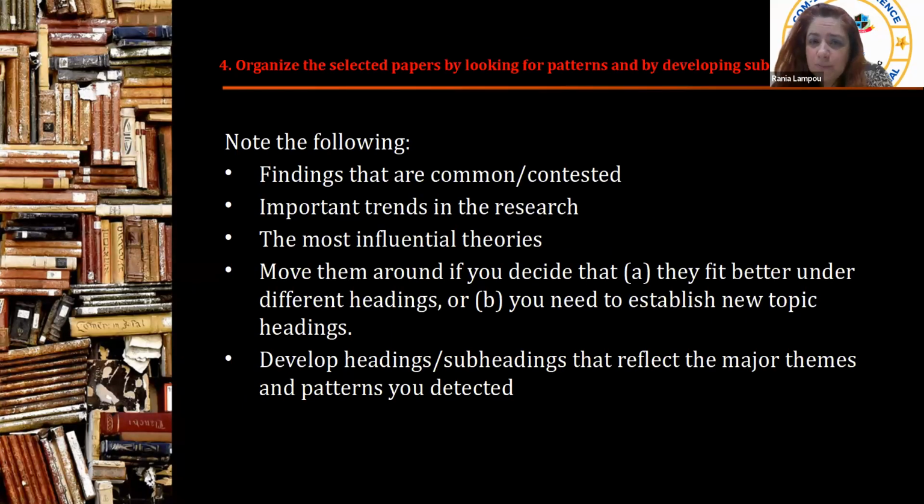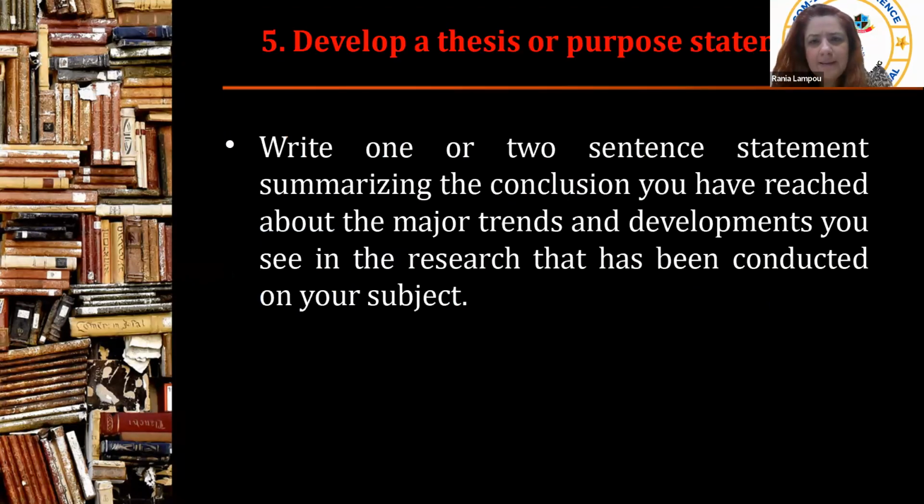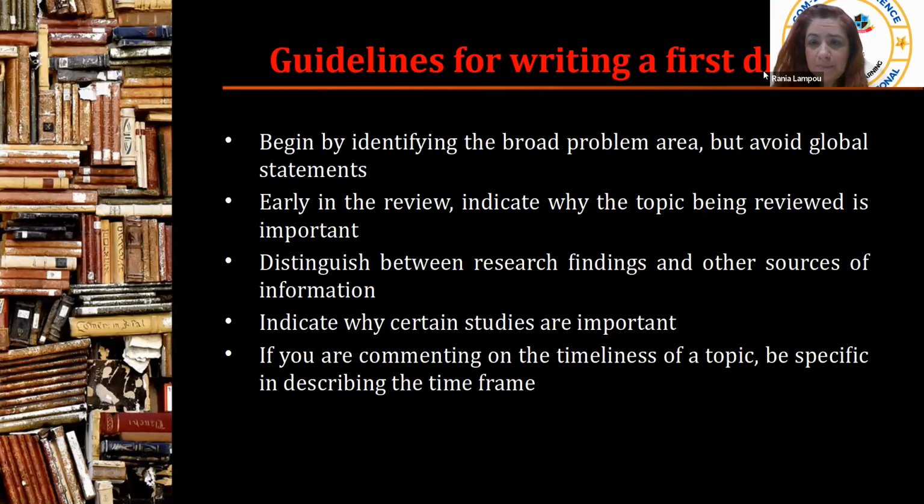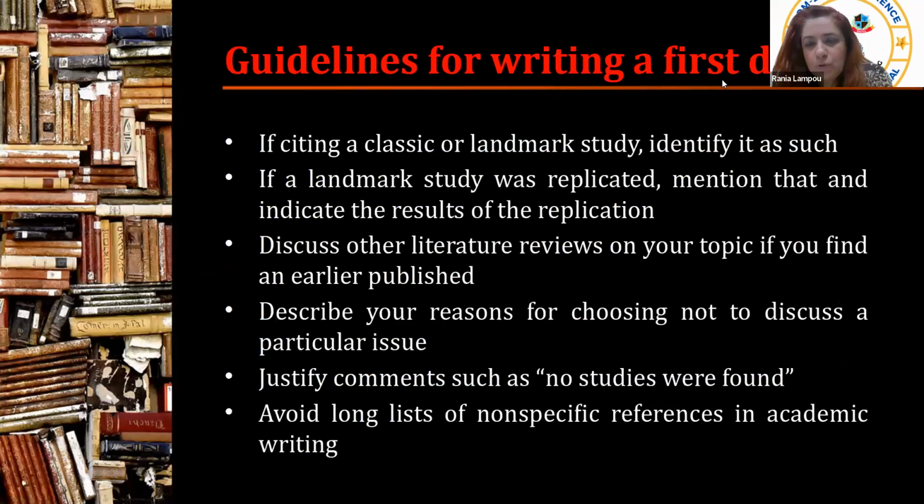And we organize the selected papers by looking for patterns. We note here the important trends in research, the most influential theories, and the findings that are common or more debated. Then we develop a thesis or purpose statement, writing two or three sentences summarizing the conclusions that we have reached about the major trends. Guidelines for writing the first draft: begin by identifying the broad problem, but avoid global statements, indicate why the topic being reviewed is important, distinguish between research findings and other sources of information, indicate why certain studies are important, and be specific also in time frame.